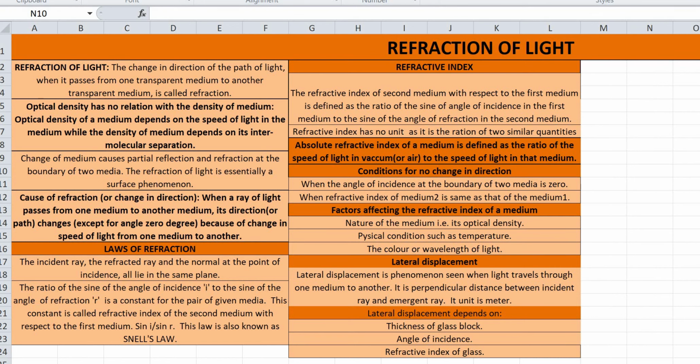This lateral displacement depends on three factors. What are they? The thickness of the glass block, the angle of incidence, and the refractive index of the glass. We will try to understand how. The lateral displacement increases with an increase in the thickness of the medium, an increase in the angle of incidence, and an increase in the refractive index. Since the refractive index increases with the decrease in wavelength of light, the lateral displacement increases with the decrease in wavelength of the light.